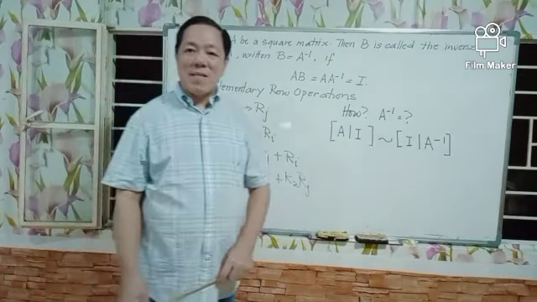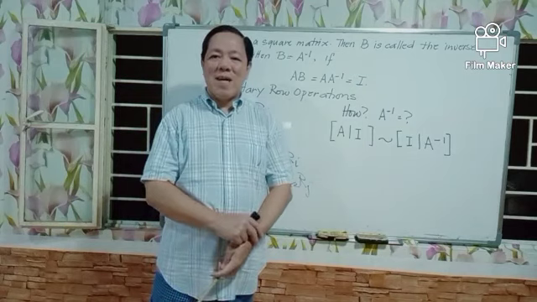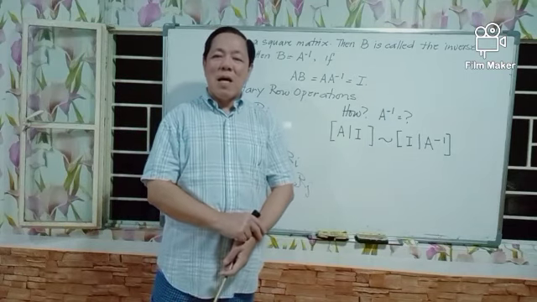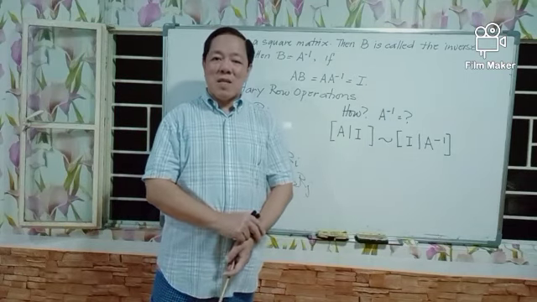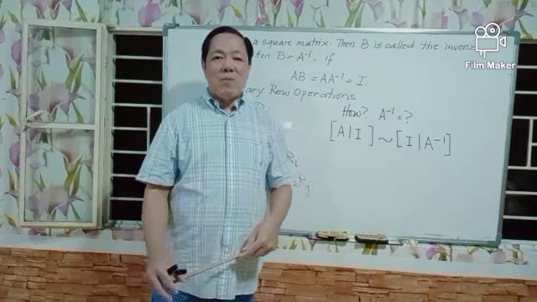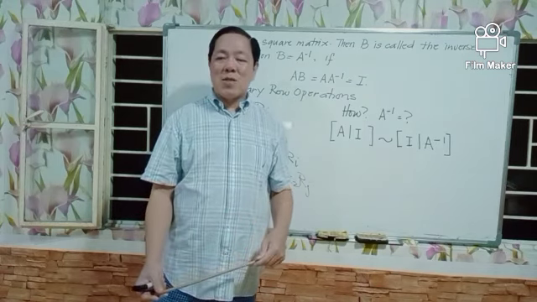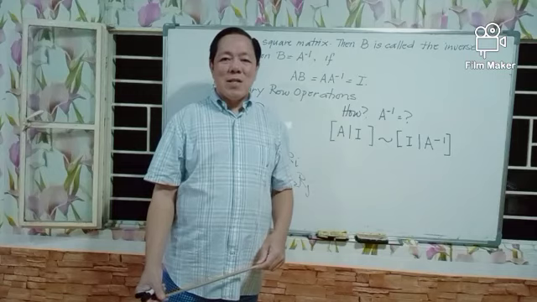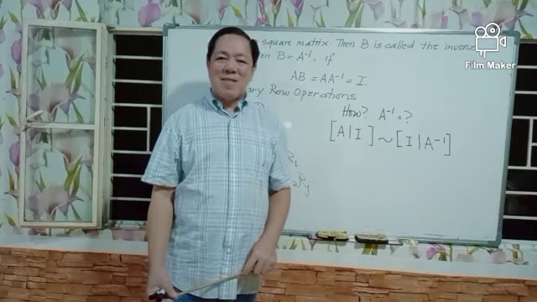Now, we will have an example of how to get the inverse of a square matrix, and we start with a square matrix of size 2 by 2, and we will find the inverse of this 2 by 2 square matrix using elementary operations.